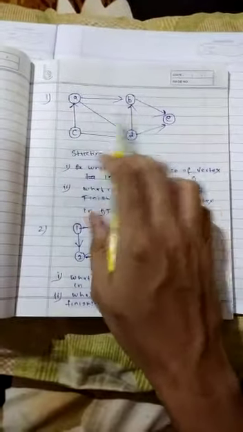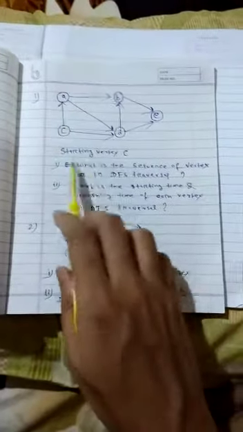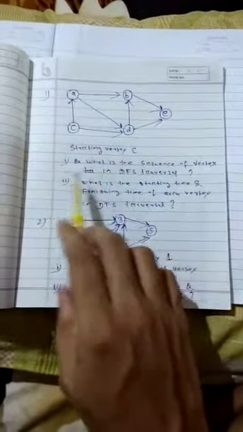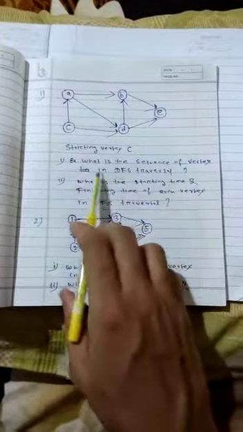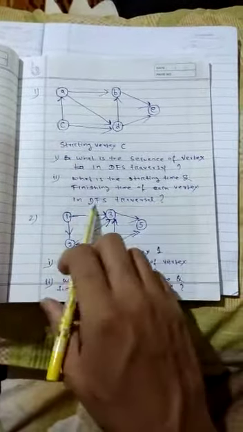Okay, suppose this type of question is there, some graph having vertex or node and the edges are there. Question is asked, if starting vertex is C, what is the sequence of the vertex in the DFS traversal, and what is the starting time and the finishing time of each vertex in DFS traversal. So this is the graph. Let's solve. See the starting vertex.